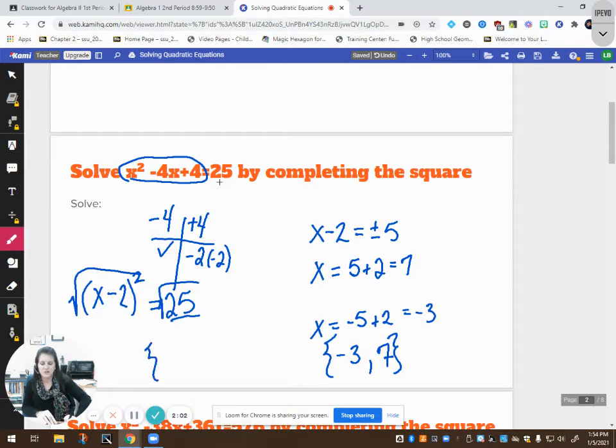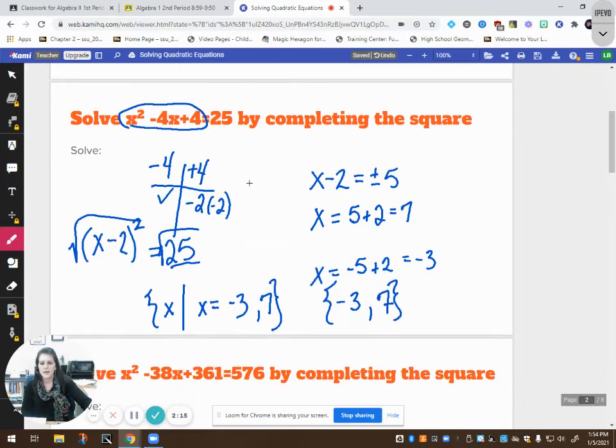And we can write this using our set builder notation from earlier in the year: x such that x is equal to negative 3 or 7. And there it is. All right, moving on.